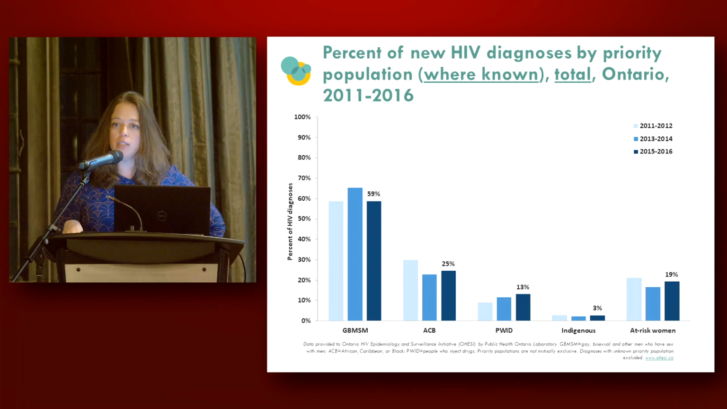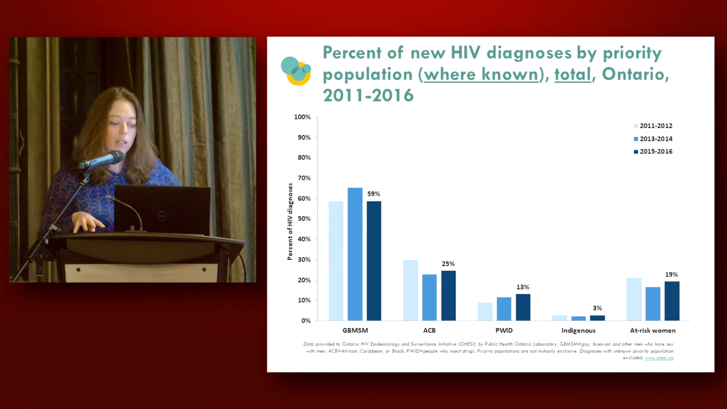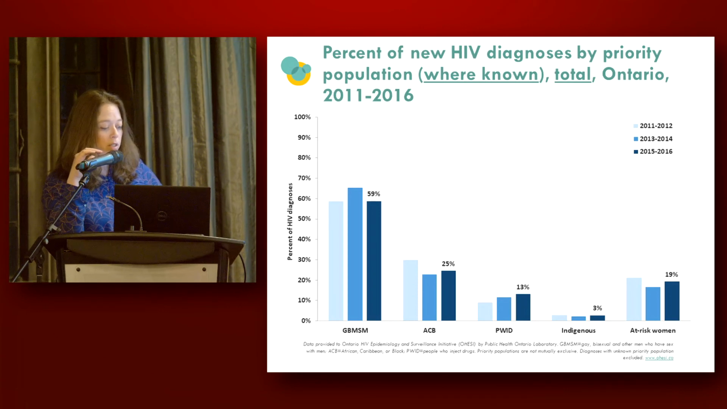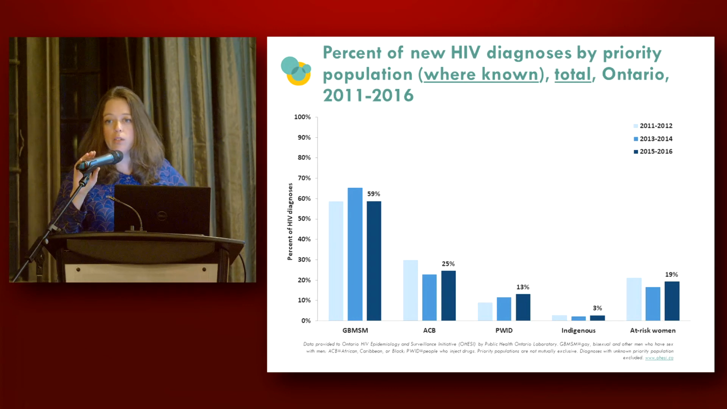So these are not mutually exclusive categories. If a gay man who is ACB was diagnosed, then that person would be in both of those categories. So that's important to note. What we see here is that you can note, in particular, from 2011 to 2016, that there's been an increase in people who inject drugs. And I don't think that this is surprising given what we know about what's going on in the opioid epidemic. But we have a stability among gay men and among African Caribbean Blacks.